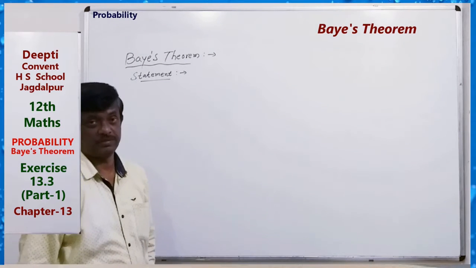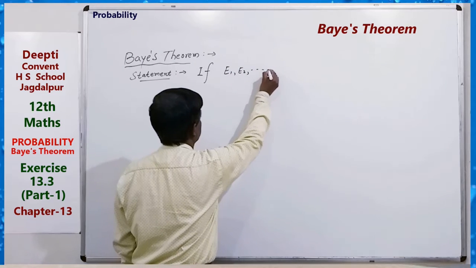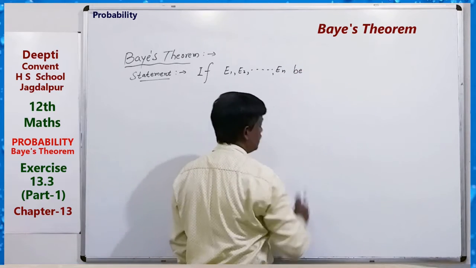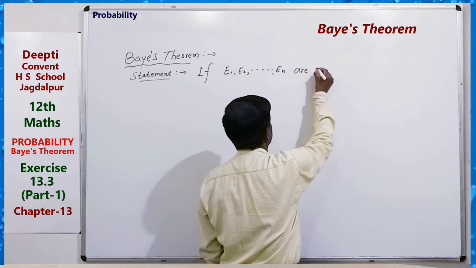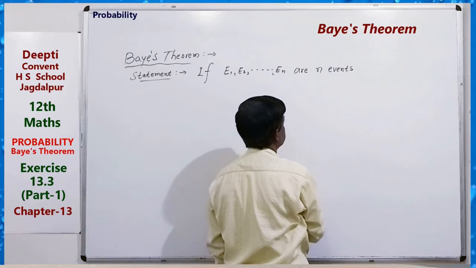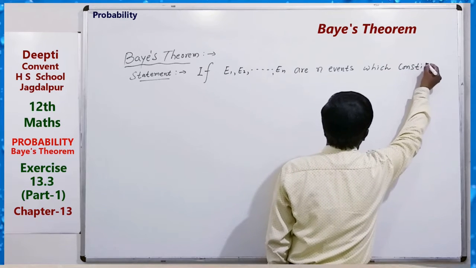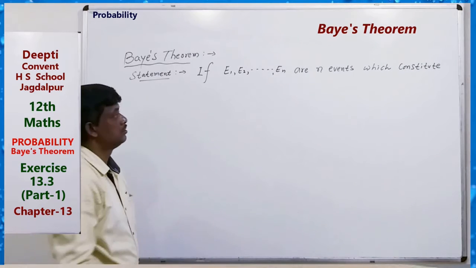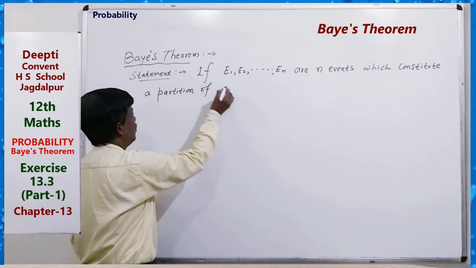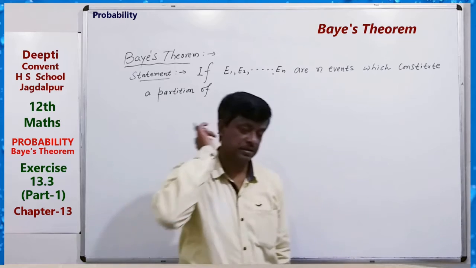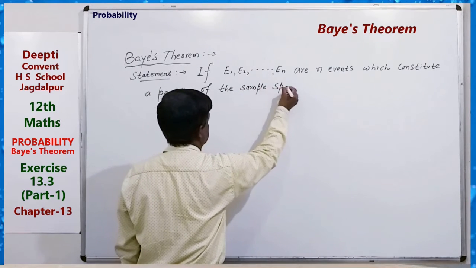Okay, so what is the statement? If E1, E2, ..., En are n events which constitute a partition of the sample space S.